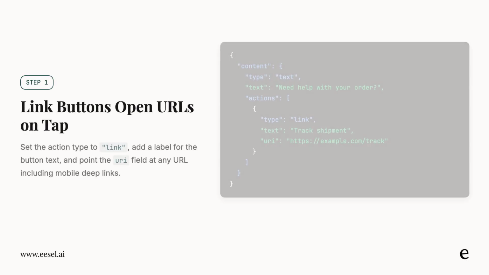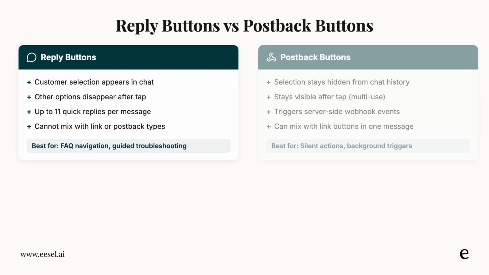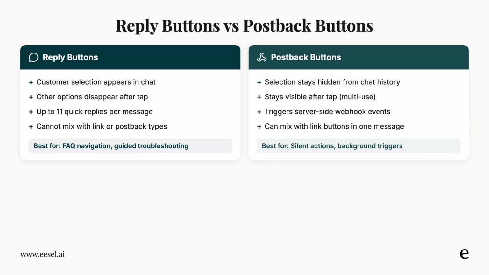Link buttons are the simplest rich element to add. Set the action type to link, write your button label, and drop in the destination URL in the URI field. You can use standard web URLs or mobile deep links, and button text should stay under 35 characters to render correctly across channels. Reply buttons and postback buttons look similar but behave very differently.